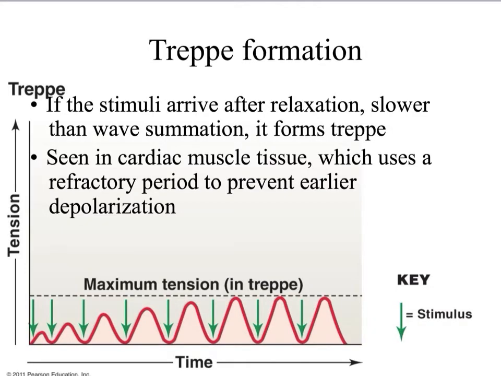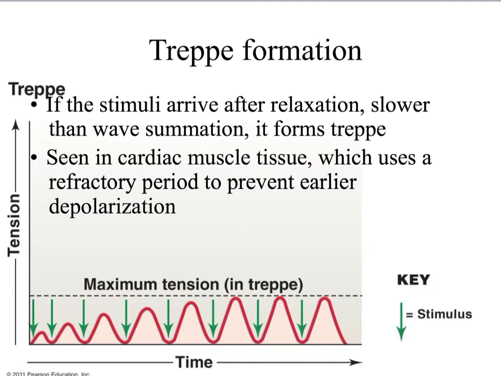So wave summation and incomplete tetanus, and even complete tetanus, those are things that you're going to be seeing in skeletal muscle. A different type of pattern that you'll see in cardiac muscle is called treppe formation. What happens with treppe is you go through the entire cycle of relaxation before the stimulus produces another contraction. So this is going to give you a much slower pattern. This way you're not going to go into an incomplete or complete tetanus, which you would not want to happen to your heart muscle.